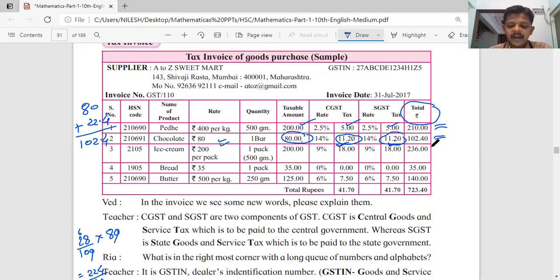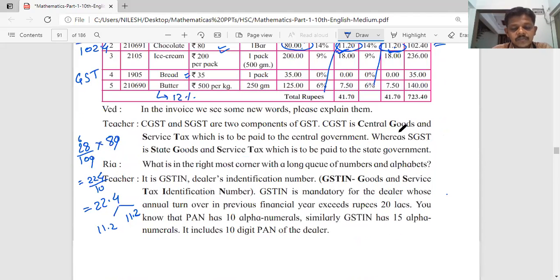Yes. Correct. So yes. Now if 0% was on bread, GST, yeah, total GST, so how much will be CGST and how much will be SGST? Zero. No question of it, because there is no tax on bread. Similarly, on butter, the total tax is 12%. So 6% goes to CGST, 6% goes to SGST, exactly half and half. Am I clear about this?